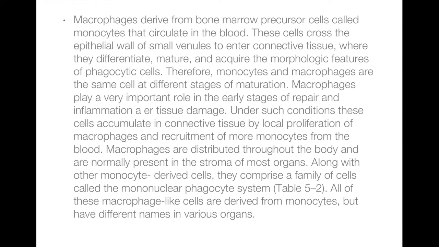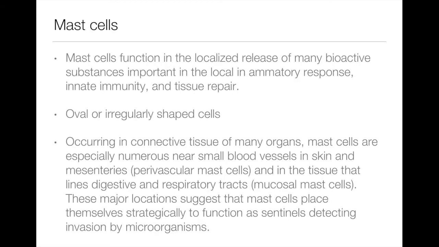Macrophages are distributed throughout the body and are normally present in the stroma of most organs. Along with other monocyte-derived cells, they comprise the family of cells called the mononuclear phagocyte system. All of these macrophage-like cells are derived from monocytes but have different names in various organs. For instance, in the liver, we call them Kupffer cells. In the central nervous system, microglial cells. In the skin, Langerhans cells. And osteoclasts in bones. Then we've got mast cells.